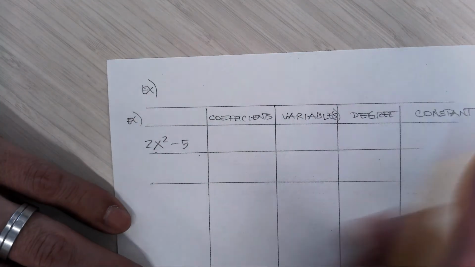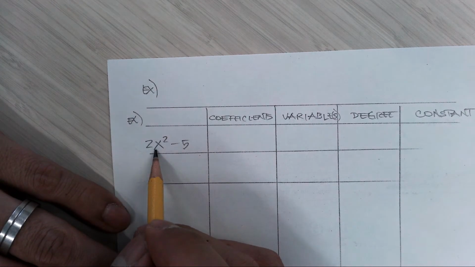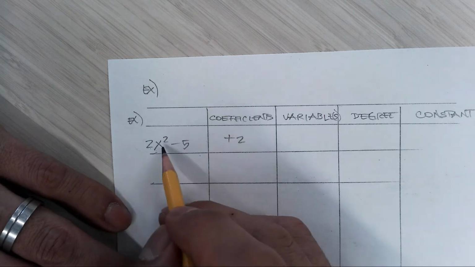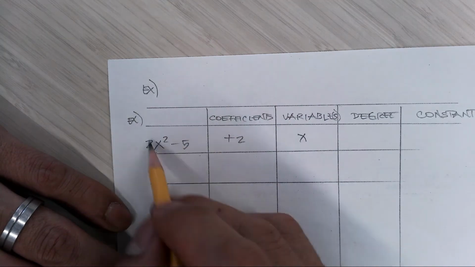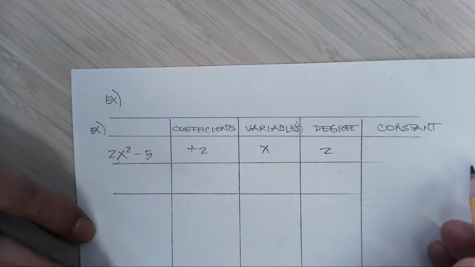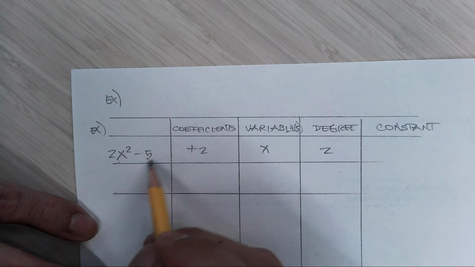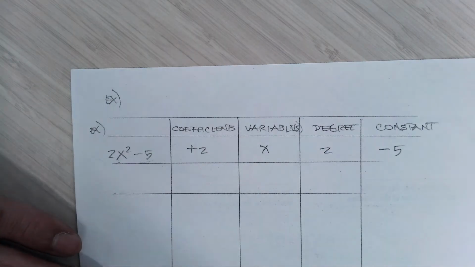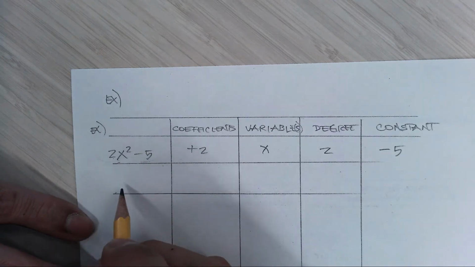Okay, so here's our first example. The only coefficient that I see in front of a variable is this 2, so I'm just going to write positive 2 here. The variable being used is x. The degree for this polynomial is the highest exponent that I see, which is 2. And the constant that I see, remember when you're writing out the constant, it also includes the sign in front of it. So minus 5.